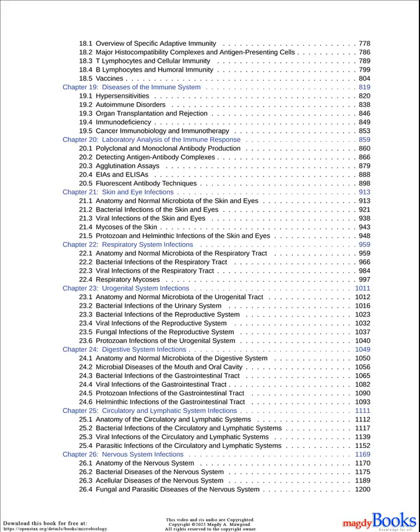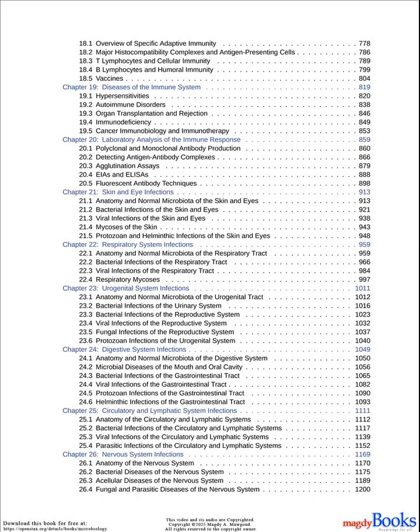19.1. Hypersensitivities. 19.2. Autoimmune disorders. 19.3. Organ transplantation and rejection. 19.4. Immunodeficiency. 19.5. Cancer immunobiology and immunotherapy. Chapter 20. Laboratory analysis of the immune response.